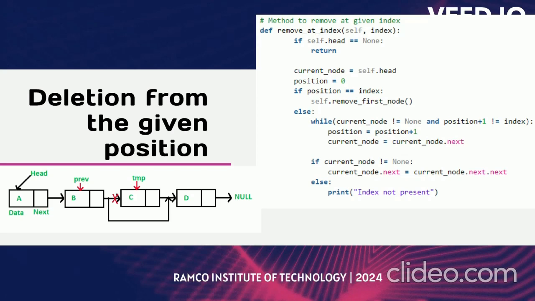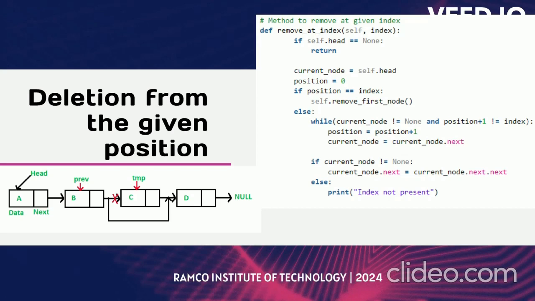So if position and index are both the same, it means the user is trying to remove the element from the beginning. So we can directly call the other method specifically implemented for deletion from the beginning, or else we have to use a while loop for traversing up to the previous element to the given index.